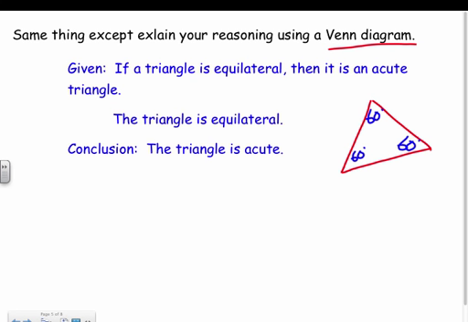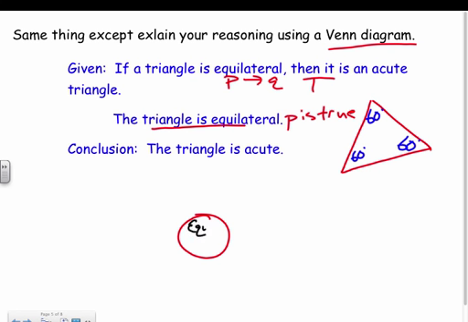So let me start with my circle here. So these are equilateral. I'll just put equilateral triangle, something to know. I know it's an equilateral triangle. All those are acute, right? But not all acute triangles are equilaterals, are they? I can have an acute triangle that's not equilateral.